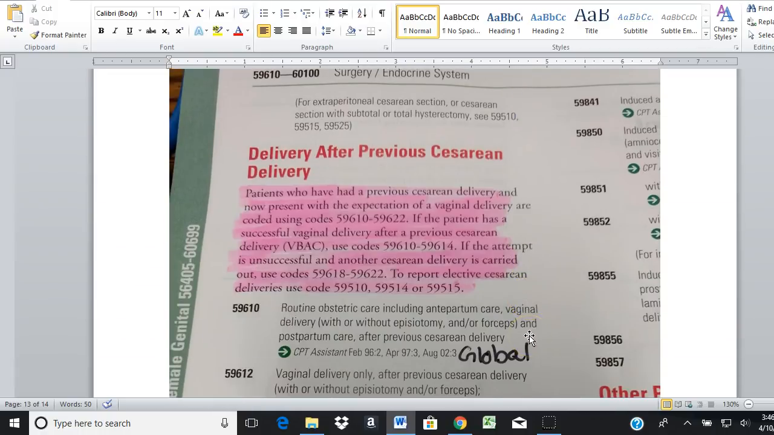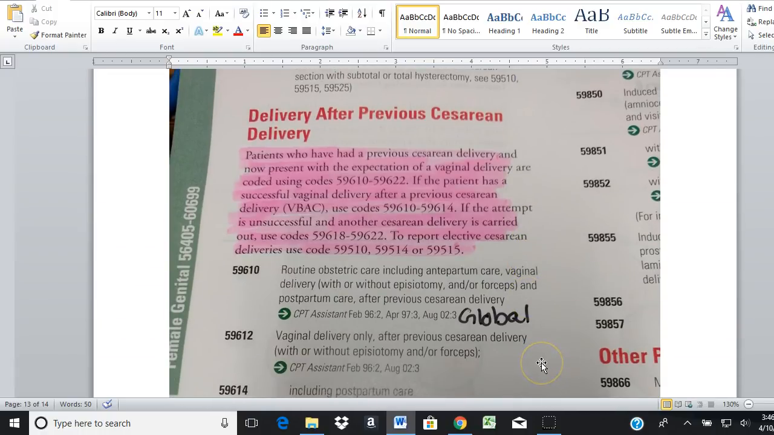Now, we have something called VBAC, which is vaginal birth after cesarean. Patients who have had previous cesarean delivery and now present with the expectation of vaginal delivery are coded using codes 59610 to 59622. If the patient has had successful vaginal delivery after a previous cesarean delivery, or VBAC, use codes 59610 to 59614.